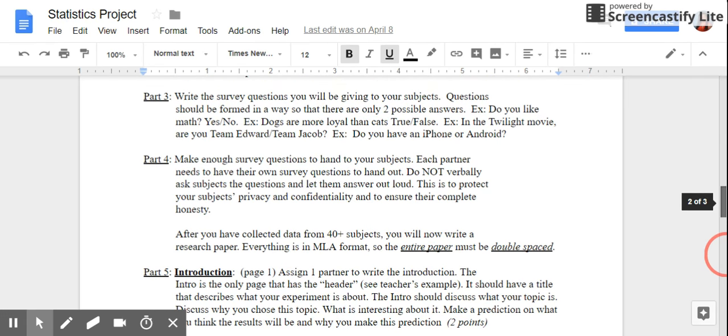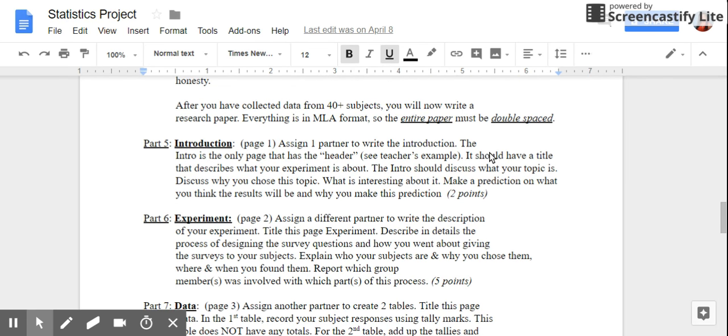Okay? So let's see, what is the introduction about? It's basically a paragraph that gives an introduction about the project. You should describe the experiment. What is it about? What's your topic that you have chosen? Why did you choose this topic? Why is it interesting to you? Maybe let's pretend your topic was about do people prefer iPhone over Android? So make a prediction. Do you think more people like iPhone or Android? Okay, so this is kind of the basic for the introduction.